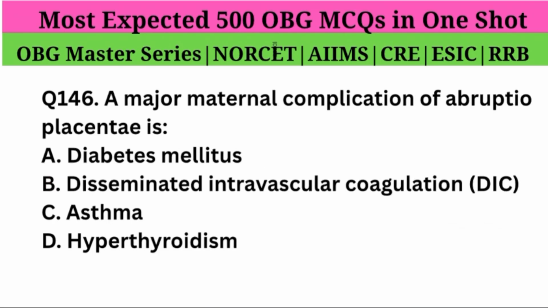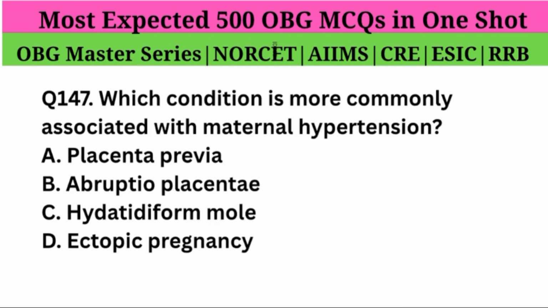Next question. A major maternal complication of abruptio placenta is. Your correct option is option B, disseminated intravascular coagulation or DIC. Next question. Which condition is more commonly associated with maternal hypertension? Your correct option is option B, abruptio placentae.